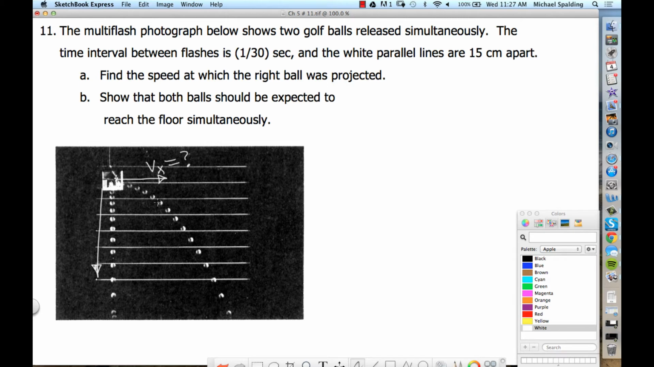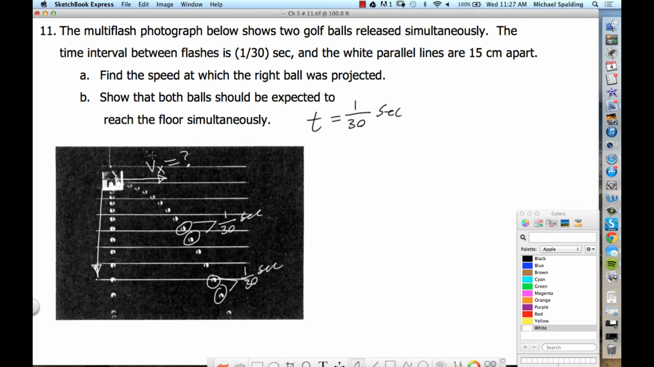So the information we have, we're told that the time from one photo to the next is 1/30th of a second. So for example, that would be from here to there. What's the time? The time from there to there is what? 1/30th of a second. Okay. How about the time from like there to there? What's the time from there to there? 1/30th of a second. Okay.